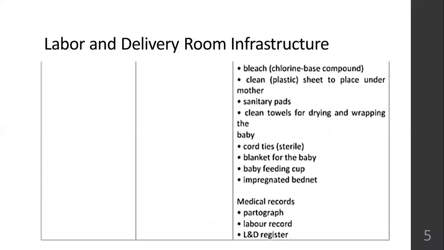Clean plastic sanitary pads for mothers to use after labor, clean towels for wrapping the baby, cord ties, a blanket for the baby, a feeding cup if the baby cannot suck on the mother's nipples, where paladai feeding is given. Bed nets, a partograph for record. Every labor will have a partograph, labor record, and labor and discharge registers.